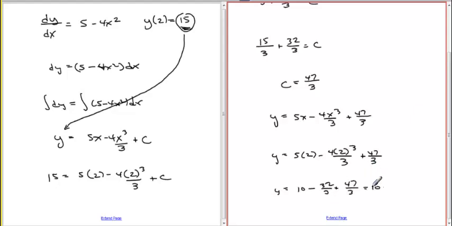So you get 10 minus, you get actually plus 15 thirds, because 47 minus 32 is 15. 15 thirds is 5. So you get 10 plus 5 is 15, which is the answer. So that's how it works.